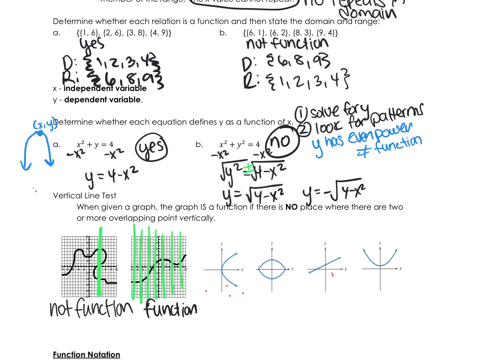So write down underneath each one of these whether you think it's a function or not a function. If you want to abbreviate NF for not function and F for function, go ahead and write down under each of these four whether it's a function or not a function. All right, compare with your table what you wrote down for those four.